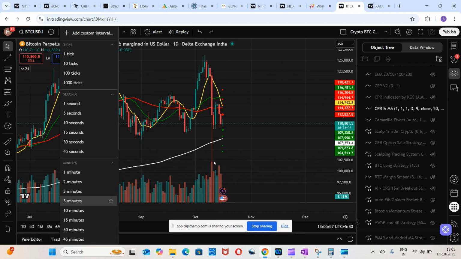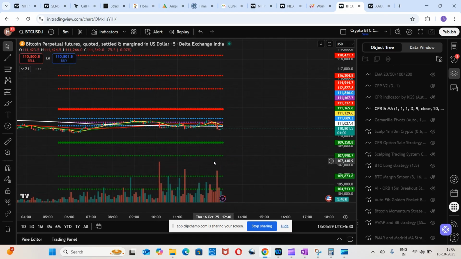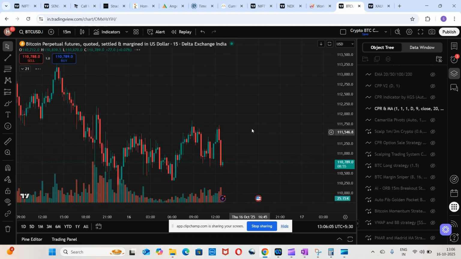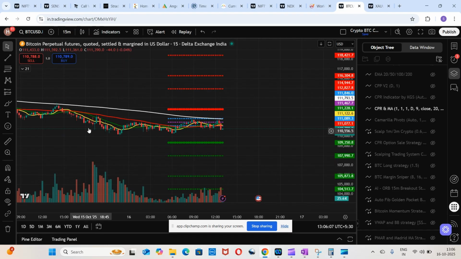It's pretty similar to yesterday's strategy, but here we have a further confirmation: we also get confirmation from the EMA crossovers. Apart from using the CPR, we also use EMA crossovers to understand the direction of the trade we are going to take. This is Bitcoin perpetual futures on Delta India Exchange. We will check 15 minutes for the shorter time frame, and 30 minutes and 1 hour for longer time frames.